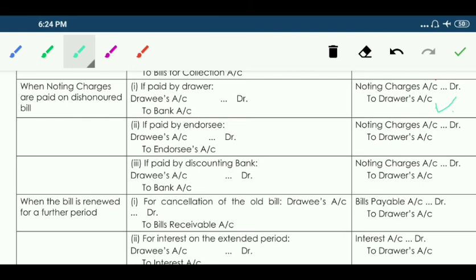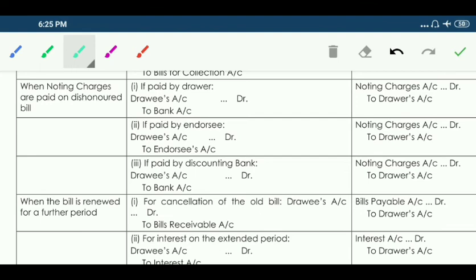Next, if paid by the endorsee, simple. The drawer's account is debited, as discussed. The endorsee's account is credited because he is the creditor. The already liable amount plus the noting charges is now liable to the creditor. That's why the endorsee's account is credited. In the drawer's books, the same entry: noting charges account debit to drawer's account.